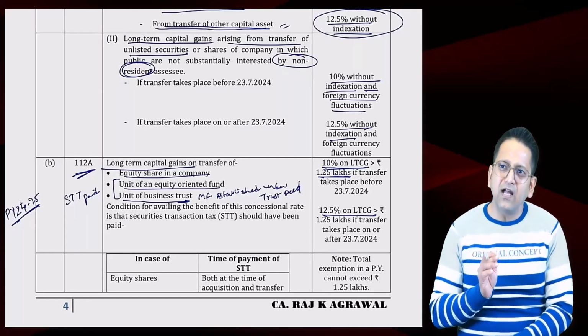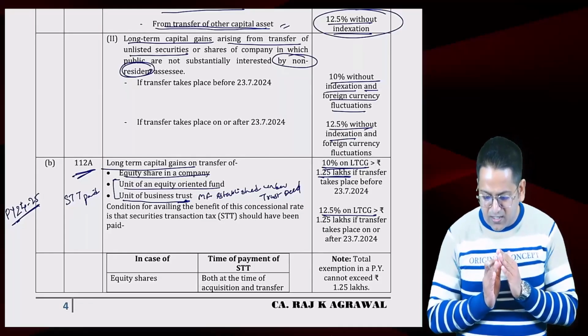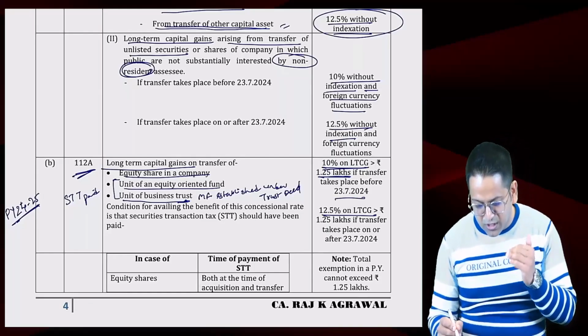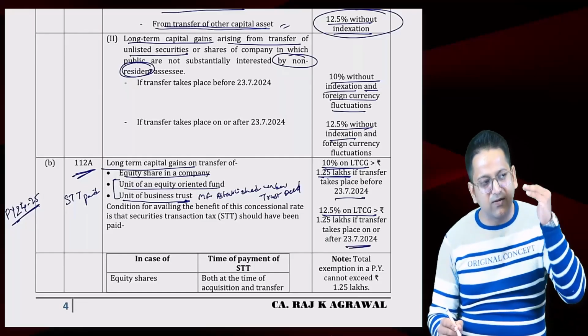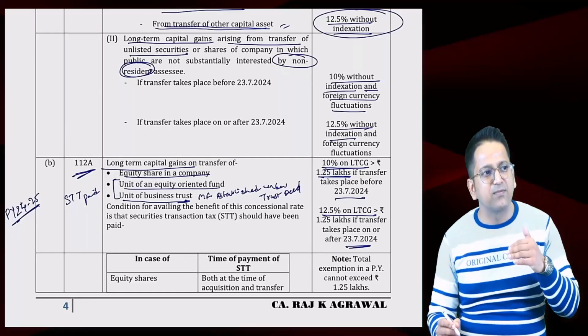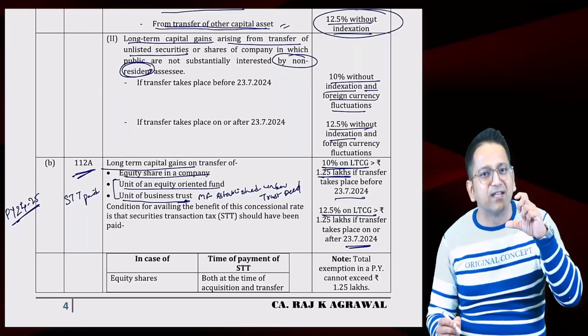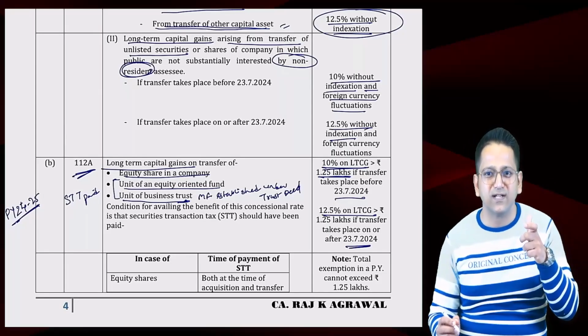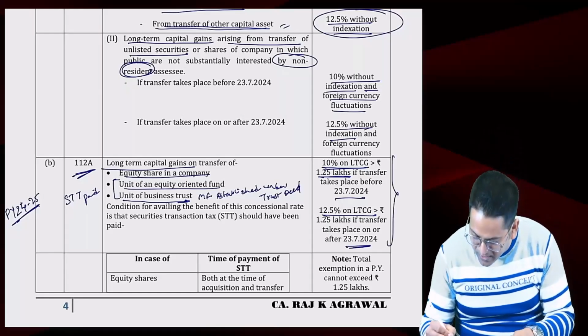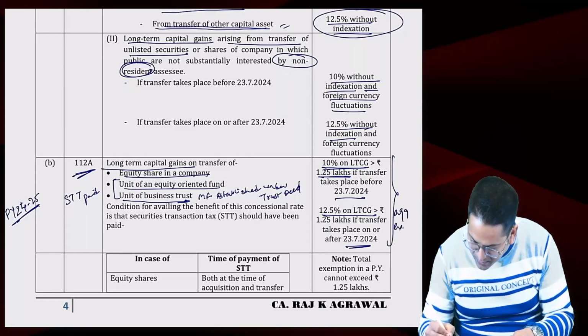If I have sold some shares before 23 July 2024 and some after 23 July 2024, will there be 1.25 lakhs exemption before and 1.25 lakhs exemption after? No, it is a combined aggregate exemption of 1.25 lakhs. Did you understand? All of this together gives an aggregate exemption of 1.25 lakhs.